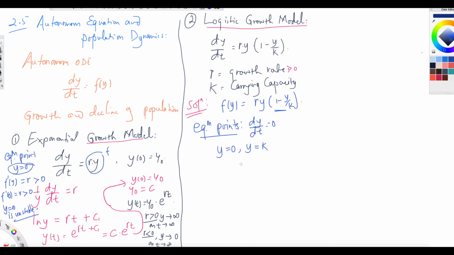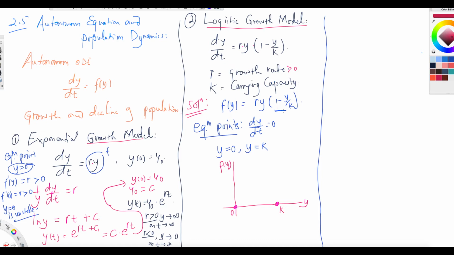So what I'm going to do next: do you remember how we do the qualitative behavior? We plotted f of y versus y, right? Let us plot that. So if you plot f of y, the derivative term, against y, then y equals 0 and y equals k are the equilibrium points. So this is 0, that is k. So this is f of y. f of y is basically dy over dt, right? So if f of y is positive, then the function y will increase. If f of y is negative, then the function y will decrease.